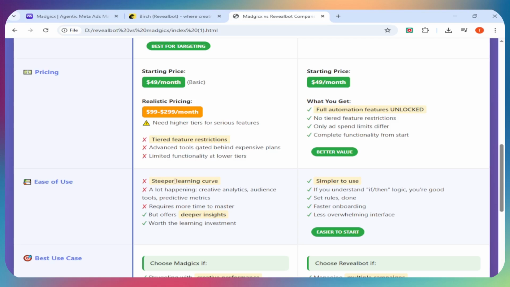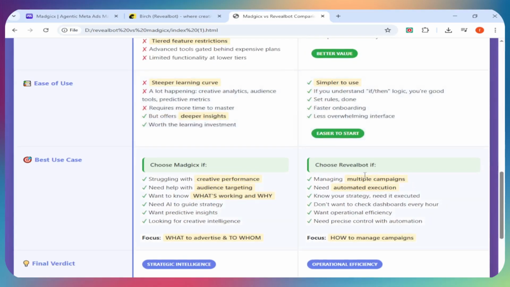Ease of use. Madgicx has a steeper learning curve. There's a lot happening. Creative analytics, audience tools, predictive metrics. Revealbot is simpler if you understand if, then logic. You're good. Set rules, done. Madgicx requires more time to master but offers deeper insights.